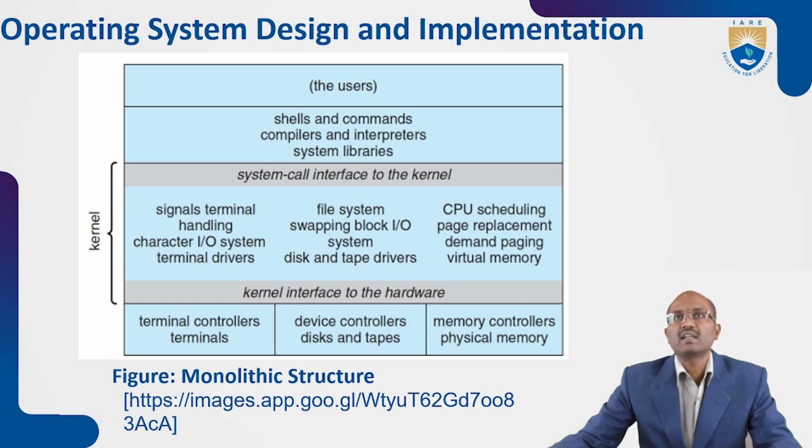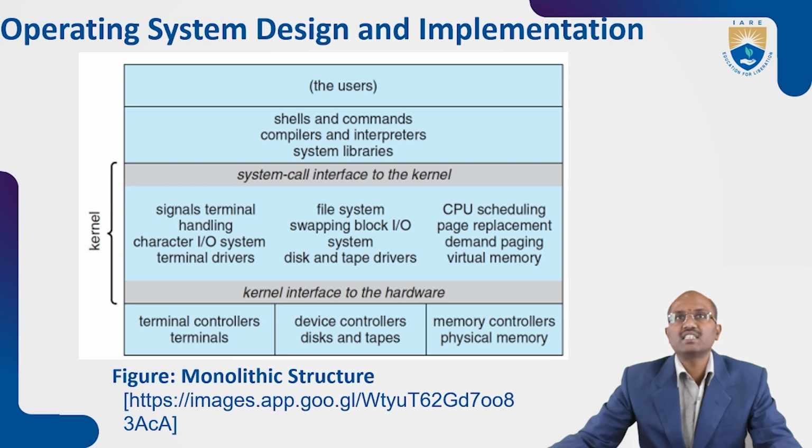So the user interacts with the shell. The shell interacts with the kernel. The shell interacts with the kernel through the system call interface to the kernel. That is shown in this figure. This figure is a monolithic structure.